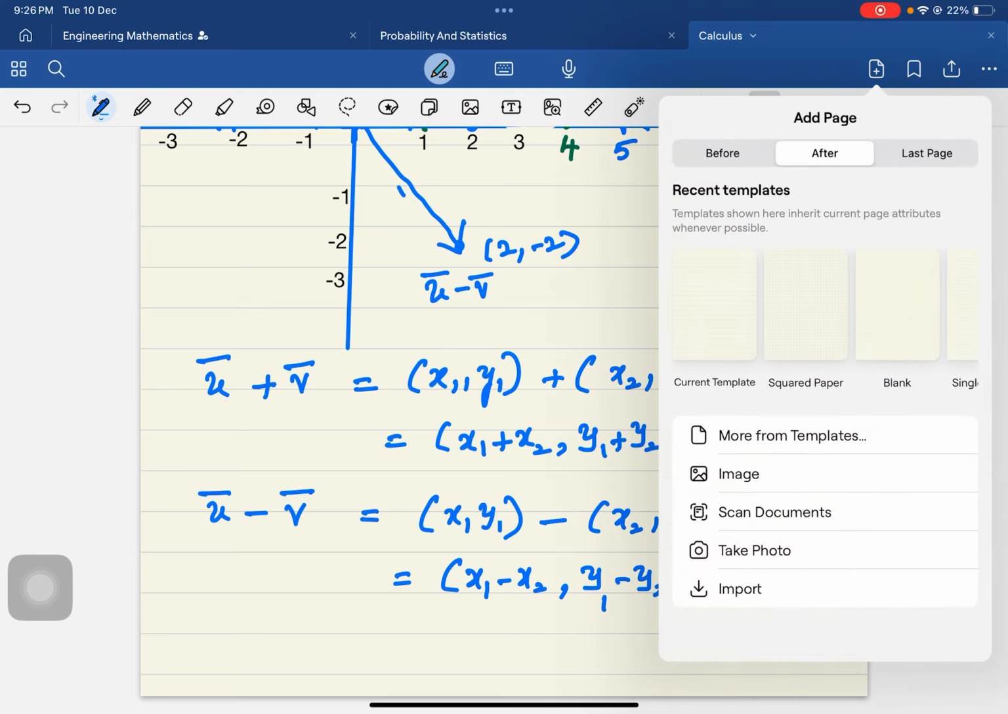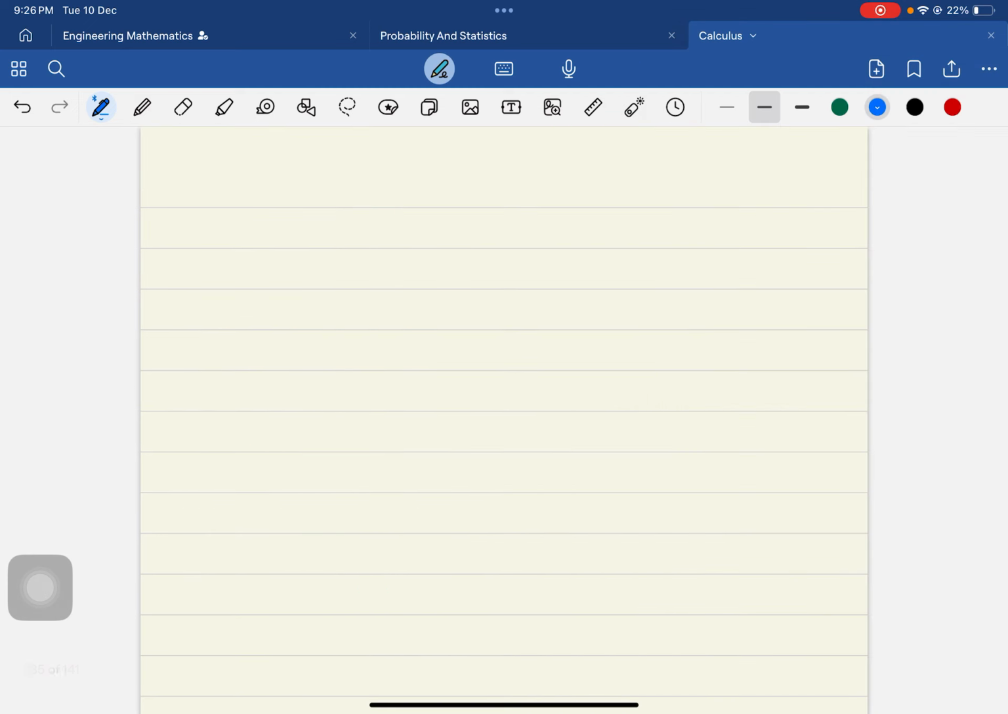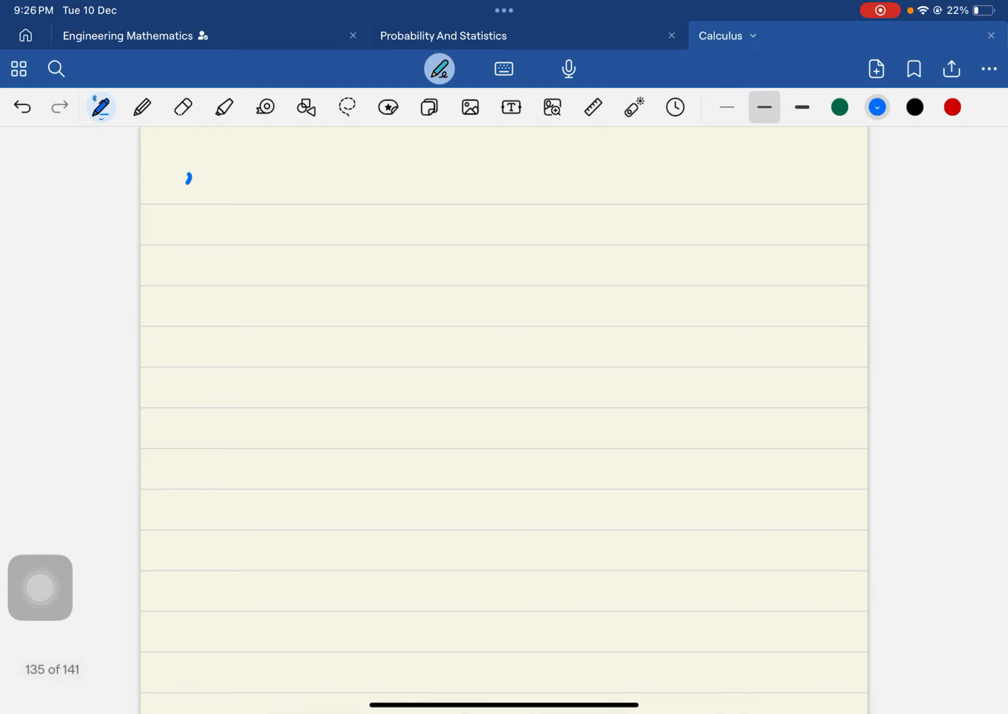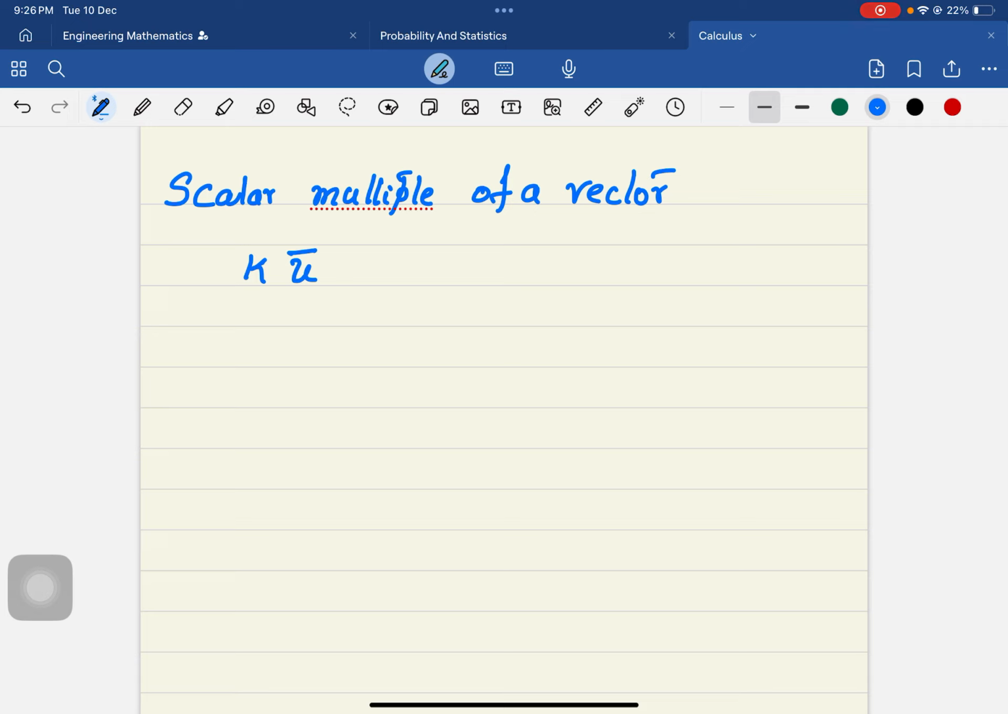So let us now have the scalar multiple of a vector. What do you mean by the scalar multiple of a vector? That means you multiply a vector with some scalar k. So k times your vector u, which is given by (x1, y1), is k times x1 comma k times y1.